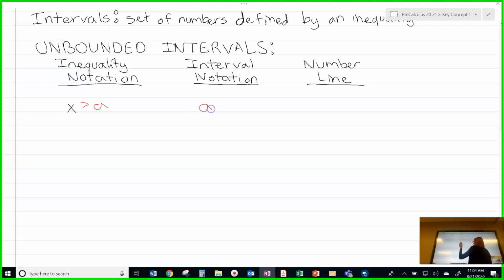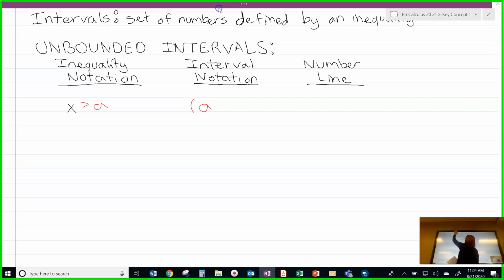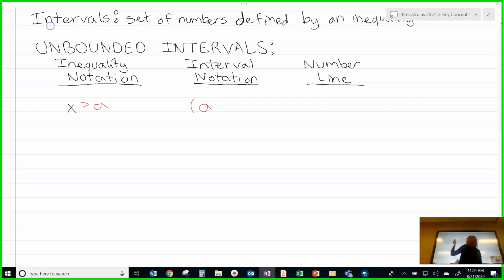So I'm going to start at a. Since it's strictly greater than, there's no equal to, we use a parentheses. Okay. And then we continue on to infinity. And infinities always have parentheses. That's a good rule to know. Okay? So these two things are saying the same thing. Any number bigger than a, and any number between a and infinity, right?